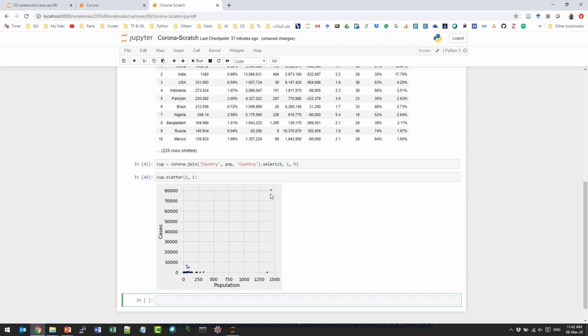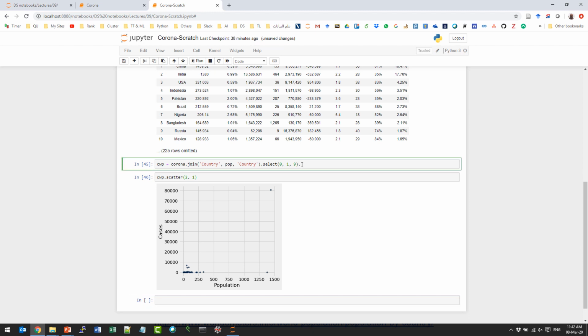Okay? What should we do now? How can we focus on this part only? Yeah, remove what? The outliers. Okay, so how can we remove the outliers? How can we get rid of these 2 points? Maybe if we selected only the rows that have population less than 500? Okay, so let's do that. How can we do that? How can we get rid of these rows? How can we select rows? Which function do we use to select rows?